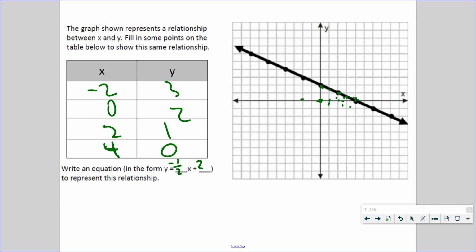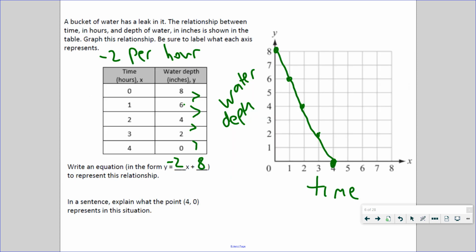So what's happening per x? So what's happening to every x? Let's look at x. Every time there's an x, if I go to the first x, it went down half of a space. If I go to the next one, it went down another half space. Then it went down another half space. So that's why.